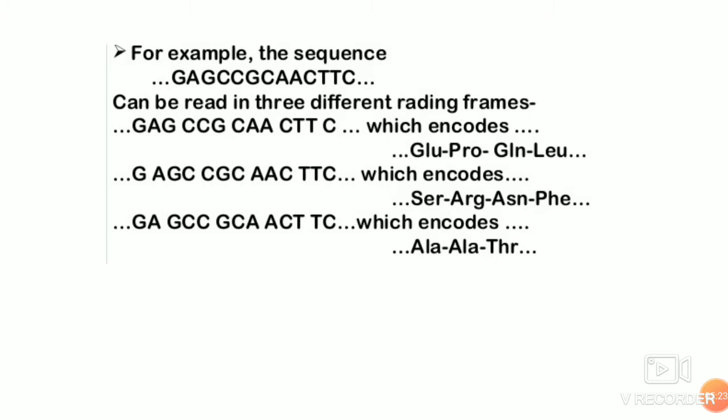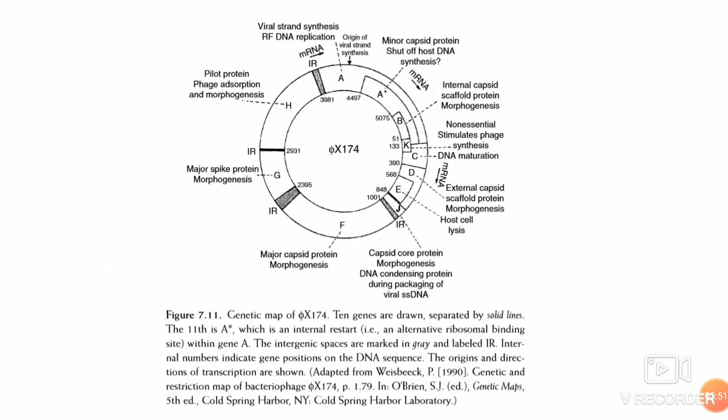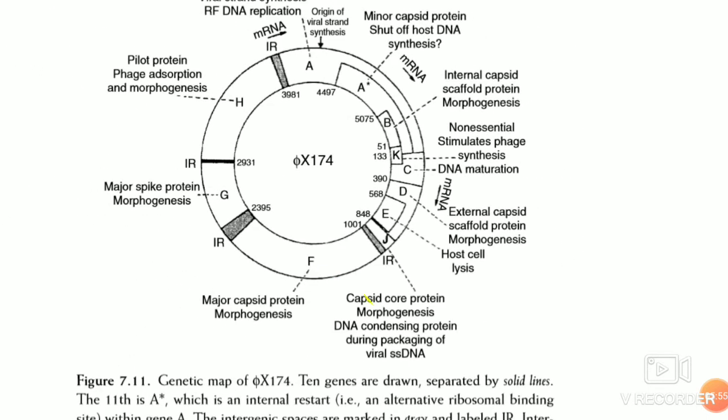Now instead of GAG, it is reading AGC, so the first amino acid becomes serine, followed by the other amino acids. Suppose it starts from the third nucleotide, that is starting from GCC. Then it codes for alanine, alanine, threonine, etc. So if you shift one nucleotide, you have a different reading frame and you get a different amino acid sequence. That concept was proved in φX174. I told you that there are 10 genes.